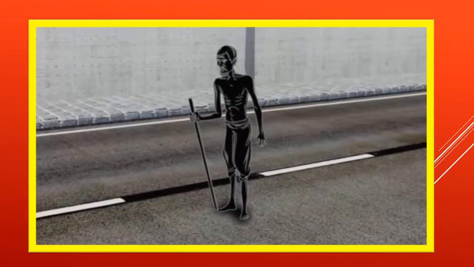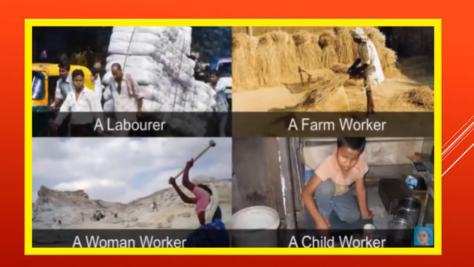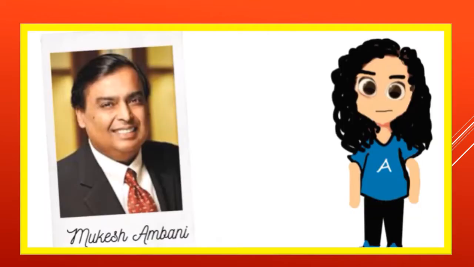We talk about poor people or poverty, and we only tend to think about beggars on the road. However, all people who are poor are not beggars. They could be landless laborers in villages or people living in crowded jhuggies in cities. They could be daily wage workers at construction sites or child workers in the dhabas. Now, if I compare myself with Mukesh Ambani, yes, I'm also very, very poor.